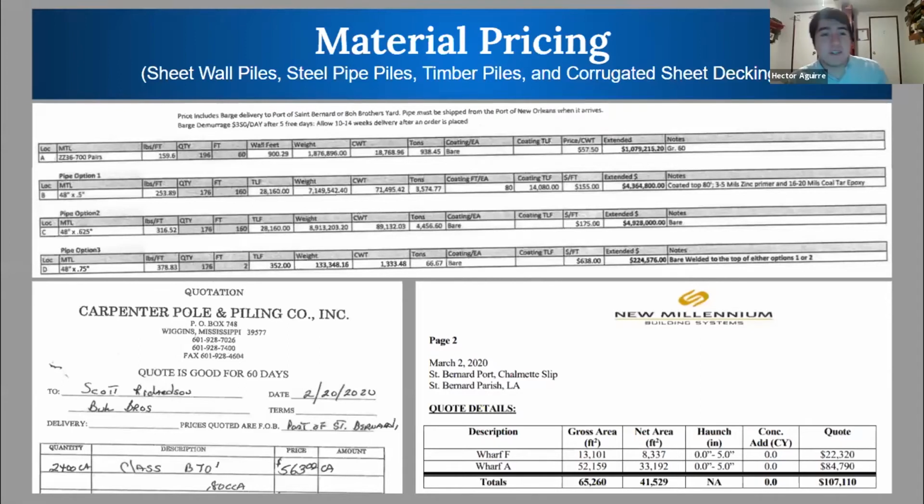So here's our material pricing for our sheet wall piles, our steel pipe piles, our timber piles, and our corrugated sheet decking. For our steel piles, we used pipe option 2, as it was described to us in our project plans. And we also used pipe option 3, which are a 2-foot long, 48 inches diameter and 3/4 inch thick that were welded on top of each steel pipe.